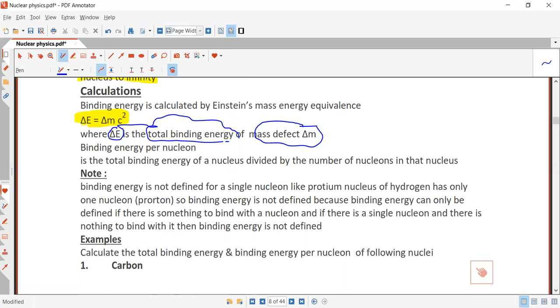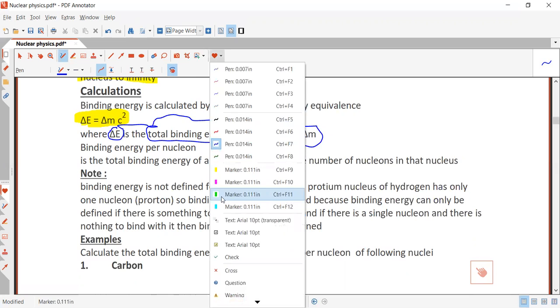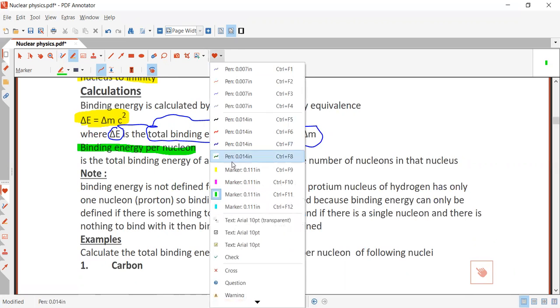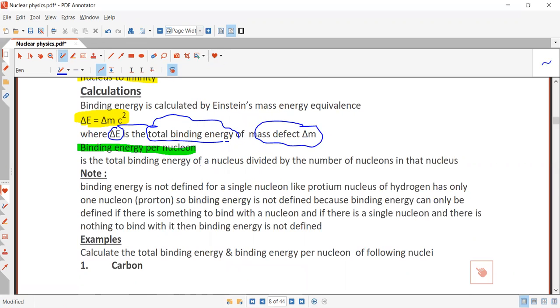And what is binding energy per nucleon? This is another definition. It is asked in exams as well. Binding energy per nucleon is basically the total binding energy of a nucleus when we divide it by the number of nucleons. We get binding energy per nucleon, right?